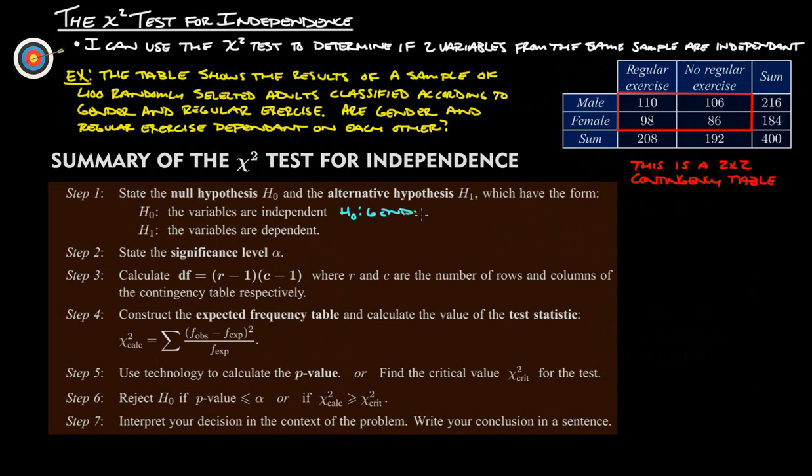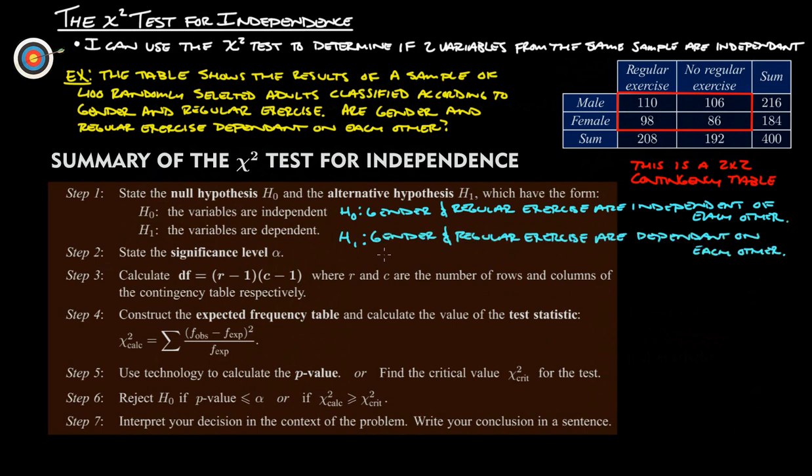gender and regular exercise are independent. Gender and regular exercise are independent of each other. So that means H1 is going to be that gender and regular exercise are dependent on each other. There's our step 1.